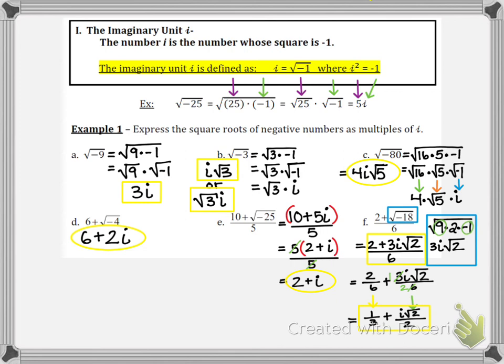I hope this helped you. Remember your rules and your steps for using the imaginary unit i.